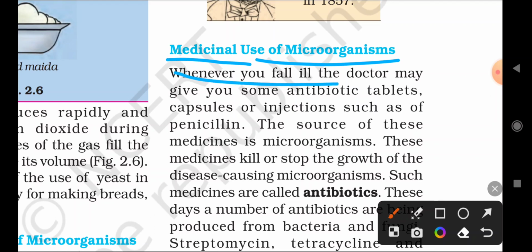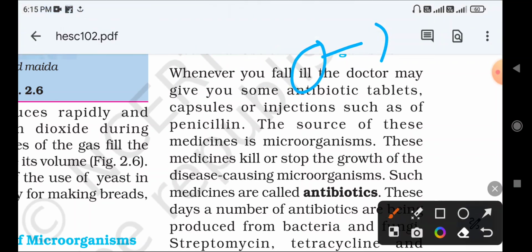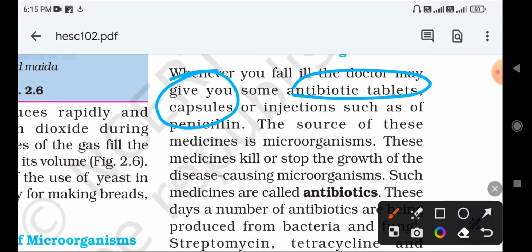Whenever you fall ill, and ill here means uncomfortable or diseased, the doctor may give you some antibiotic tablets, capsules, or injections such as penicillin. Whenever you get a fever or fall ill, you visit your doctor and the doctor gives antibiotics in the form of capsules or injections, such as penicillin, to help the patient recover.